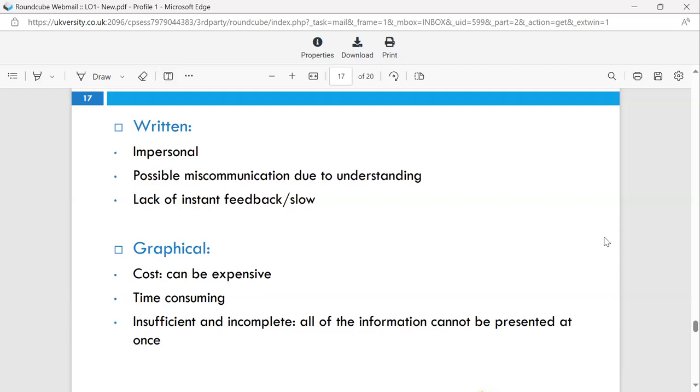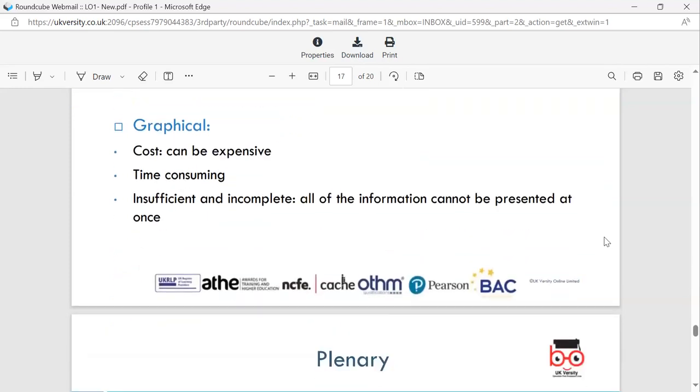Sometimes, if I get a letter or an email, it comes across as miscommunication. Have you ever had that, where you've got an email or a letter and it comes across as a misunderstanding of what the letter means? Yes. It may mean something else, but it comes across as not you understanding it. Graphical: the cost can be expensive, time-consuming, insufficient and incomplete, so all information cannot be presented at once.